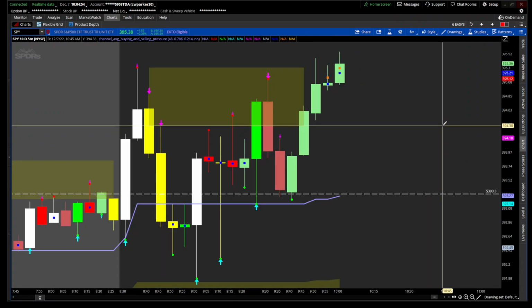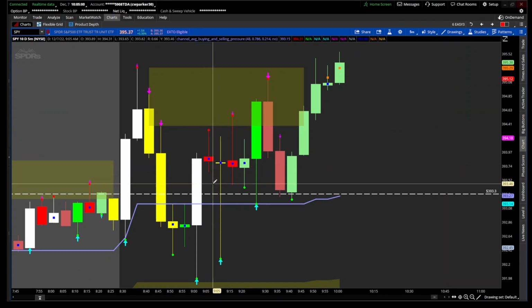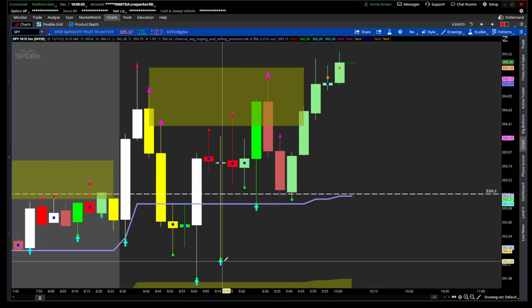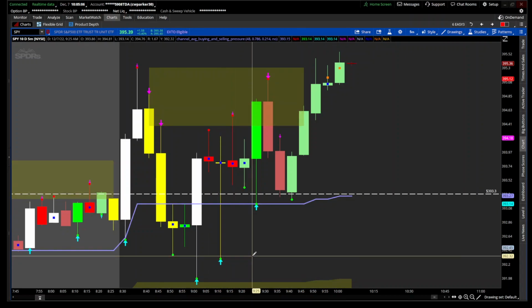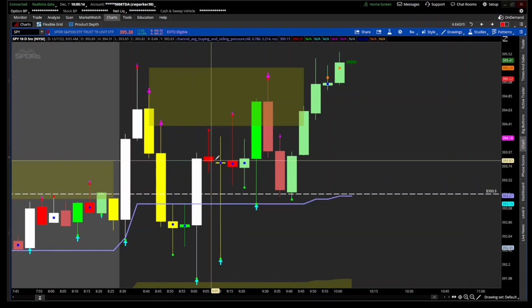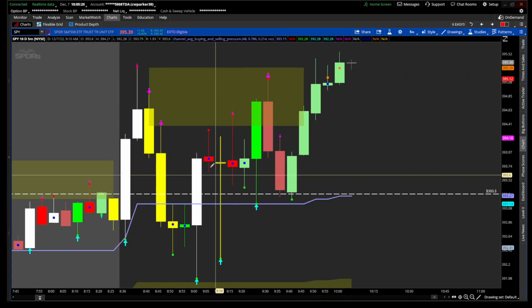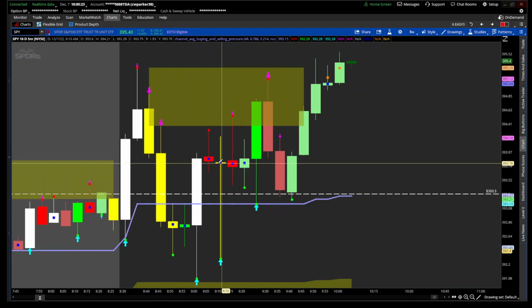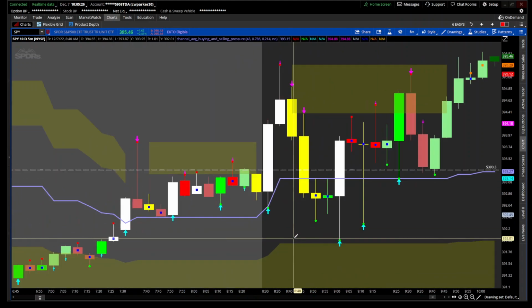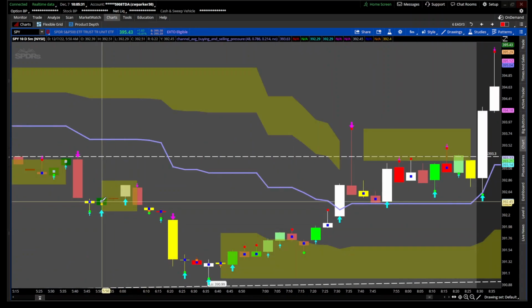The other things that are in here now are the irregular bodies. Before I was using the cyan color, this light blue color, for my irregular bodies, but I've changed that. Anytime you get an irregular body, which is a small body of the candle with above average volume, you get a big blue square in the middle of the candle. And vice versa, if you get a big body with a small amount of volume, you get this violet square right there.